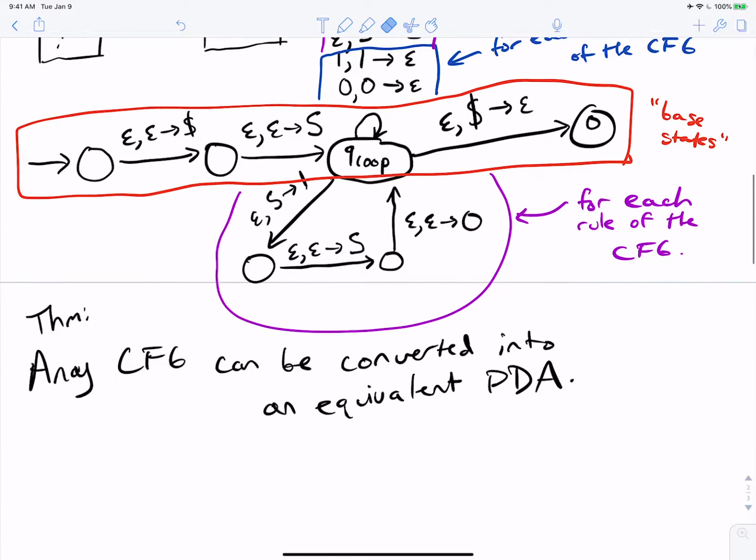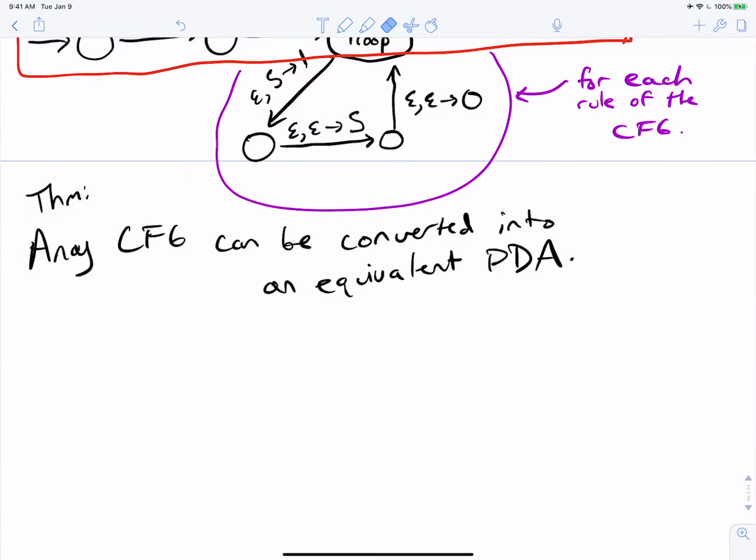Okay, cool. So that tells us that every context-free language can be recognized by a PDA, because if you have a context-free language in mind, there's a grammar for it, and this tells us how to make the PDA for it. Now the question is, could a PDA recognize a language that's not context-free? We don't know if that exists yet, but it might be possible.